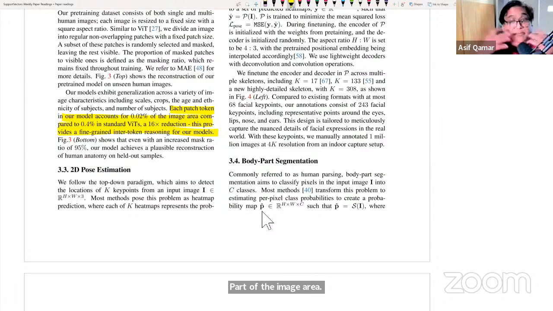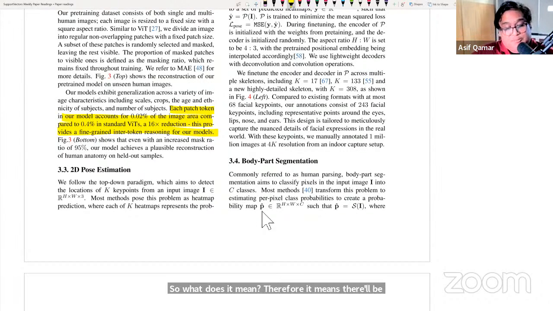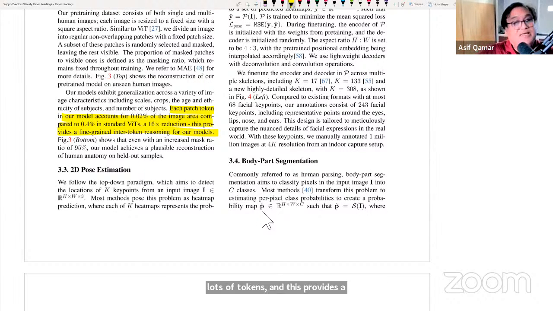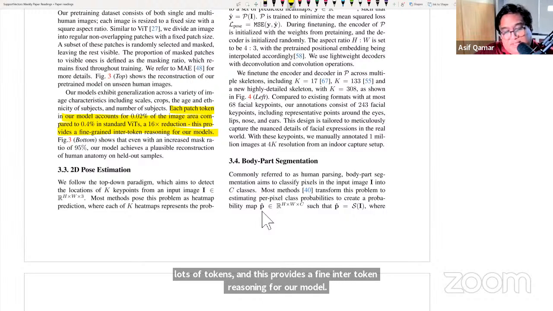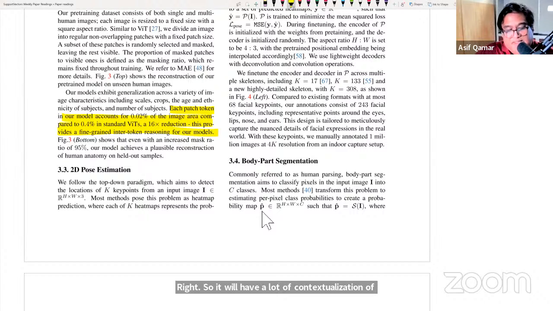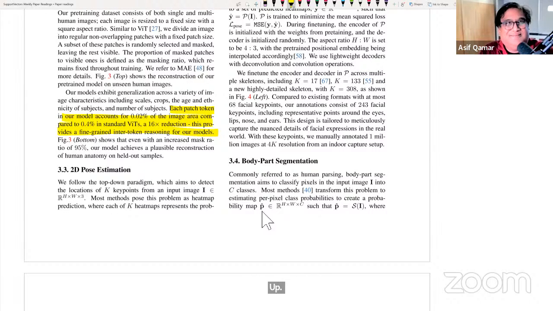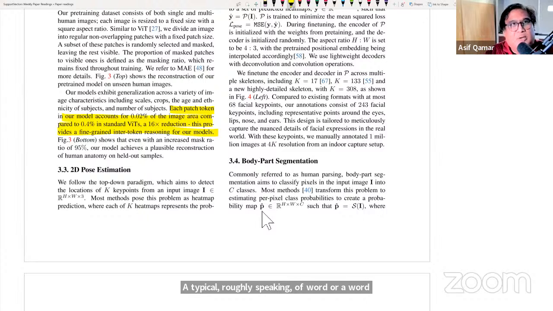So what does it mean? Therefore, it means there'll be lots of tokens. And this provides a fine-grained inter-token reasoning for our model. So it will have a lot of contextualization of each little patch with respect to other patches. Remember, in the language of vision models, a patch is a token. In a vision transformer, the patch is a token. In natural language processing, roughly speaking, a word or a word piece is a token. For example, the word gold is a token.